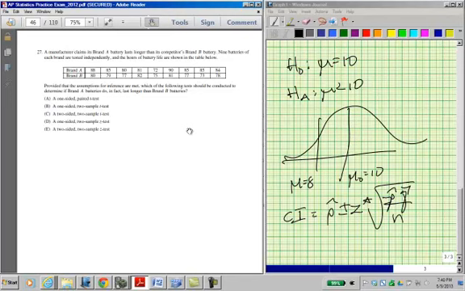Okay, provide the assumptions, which of the following tests should be conducted to determine if brand name batteries last longer? That's a one-sided two-sample t-test. 27 is B.